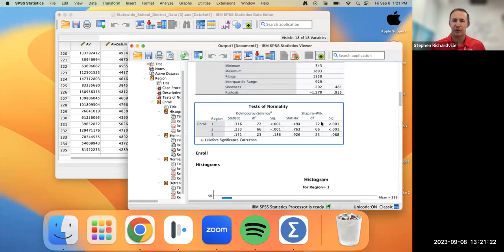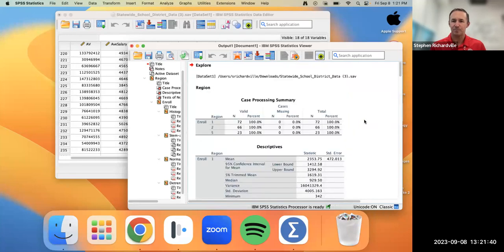Also, if we go down here and look at our test of normality, these numbers should really be above 0.05. Since they're below 0.05, then again, we would have some concerns about doing the analysis of variance test, but we're going to go ahead and do it anyway, despite those being below 0.05. You're looking for ideally above 0.05 here, and ideally all of these above 30.